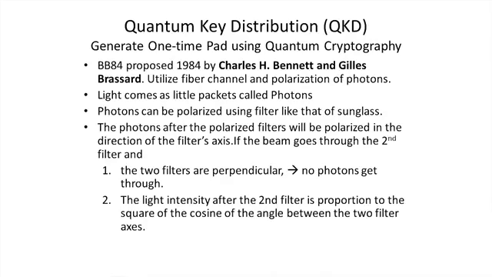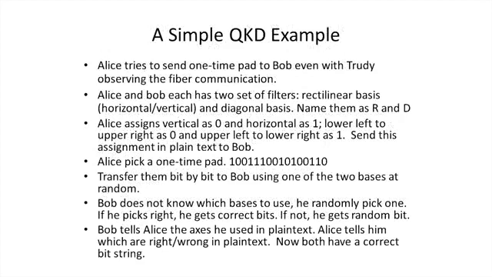If the beam goes through a second filter and the two filters are perpendicular, then no photon can get through. Otherwise, the light intensity after the second filter is proportional to the square of the cosine of the angle between the two filter axes. Let's look at an example of quantum key distribution.